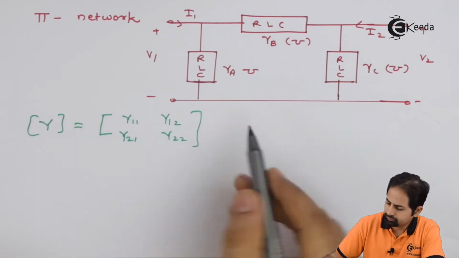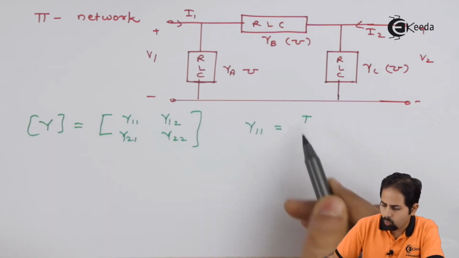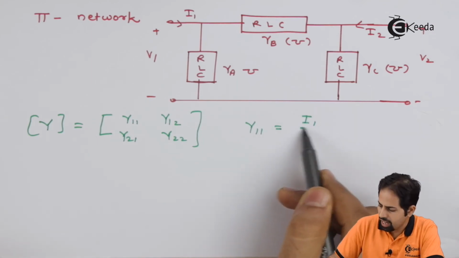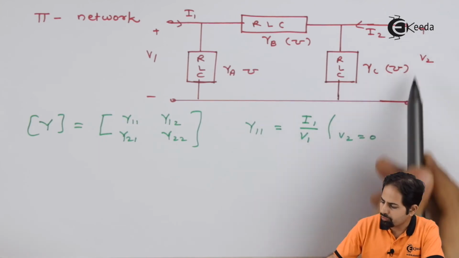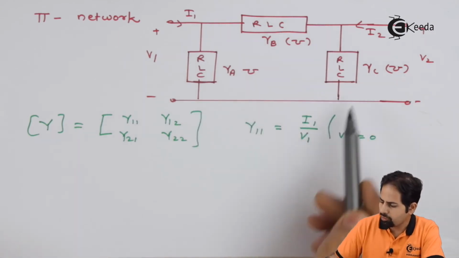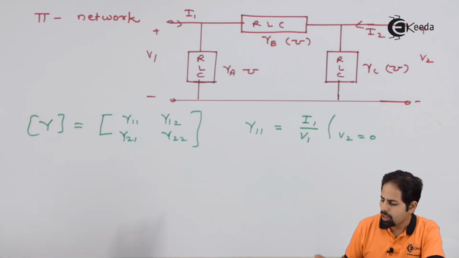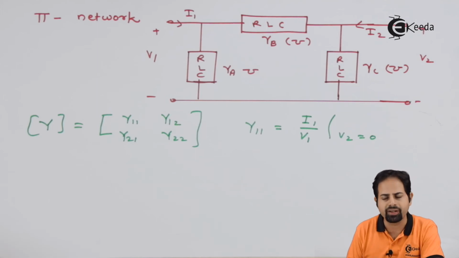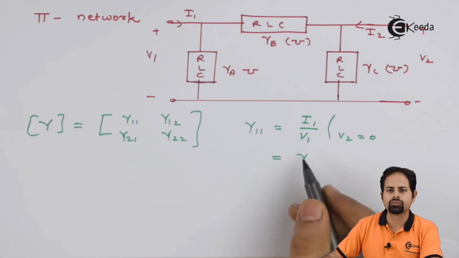out of which Y11 will be equal to, Y is always I upon V, so it is I1 upon V1 when V2 is 0. Now when V2 is 0, that means V2 is short circuited, this YC will not be in the picture, it will be redundant, and what we will be left with will be YA and YB, and that will be in shunt. But because we are getting Y parameters, though they are in shunt, they can be added. So Y11 will simply be equal to YA plus YB.